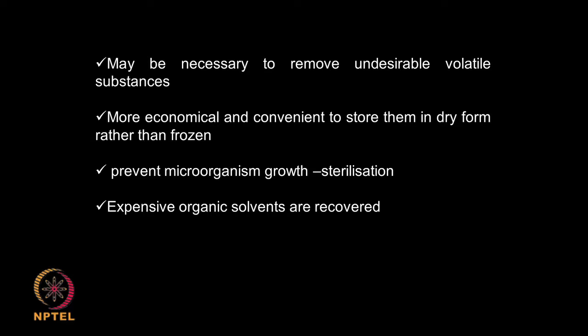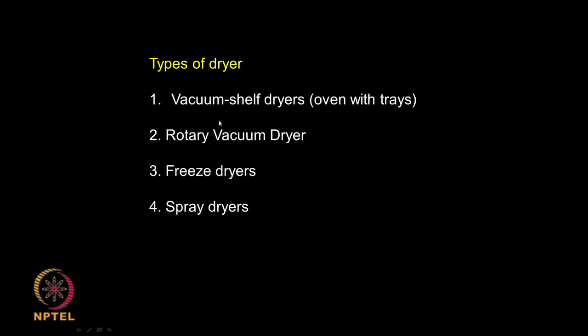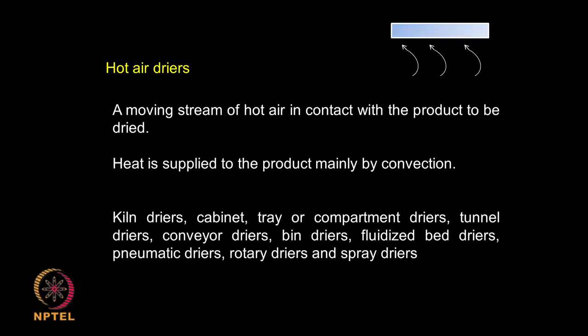The types of dryers: you have the vacuum shelf dryer, that is an oven with trays. This is generally a batch type of operation. Rotary vacuum dryer, this could be a continuous operation. Freeze dryers, this is almost like lyophilization, and then spray dryers, which use atomization and vacuum and so on. We will look at each one of them in a little more detail later.